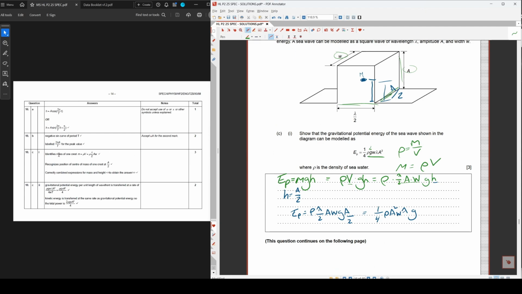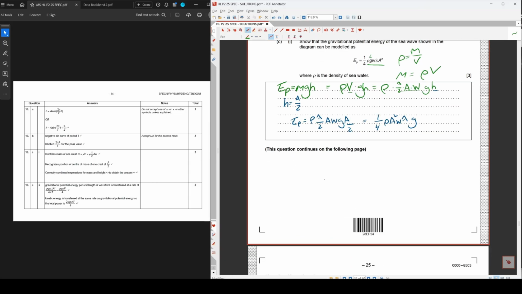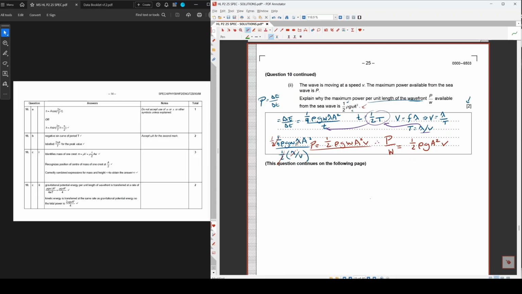Okay, so this one, they're saying like for finding the different pieces. So if you identify that the mass is density times volume, which is density times this stuff, for this step, you get a point. For recognizing that you can do center of mass at a height of a over 2, you get a point. And if you put it all together, get the answer, you get a point.